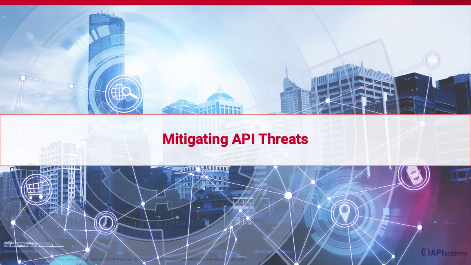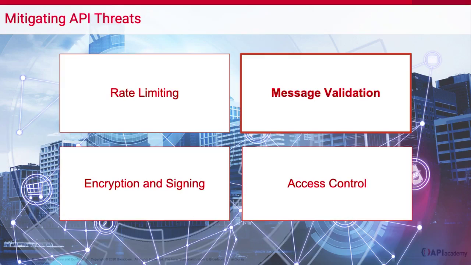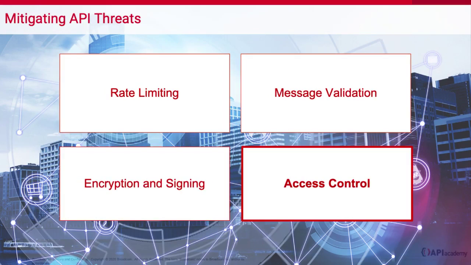Let's take a look at 4 standard security functions from the API gateway world that are important when it comes to protecting your APIs and mitigating API threats. Rate limiting, message validation, encryption and signing, and access control.